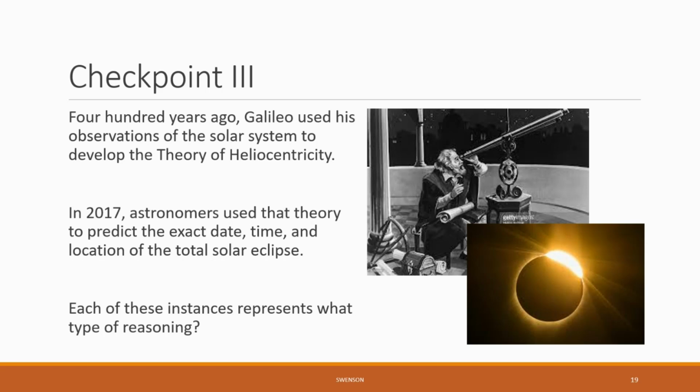Checkpoint 3. 400 years ago, Galileo used his observations of the solar system to develop the theory of heliocentricity, which states that the sun is the center of the solar system. In 2017, astronomers used that theory to predict the exact date, time, and location of the total solar eclipse. Each of these instances represents what type of reasoning?